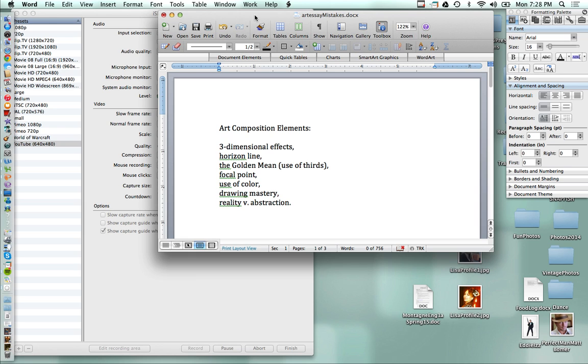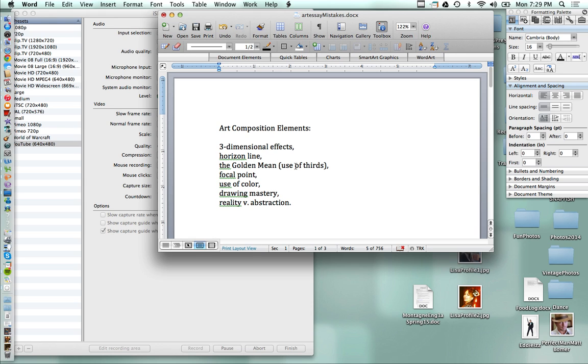Okay, so the art composition elements that we're going to be looking at in the paintings that we choose are three-dimensional effects. Most paintings are done on a two-dimensional surface, but they look like they are three-dimensional, and that is because the artist has used specific effects to make it so, and I'll show you that in just a minute. There's the horizon line that divides the earth from the sky, and also adds to the three-dimensional effect, and I'll show you that in just a minute.